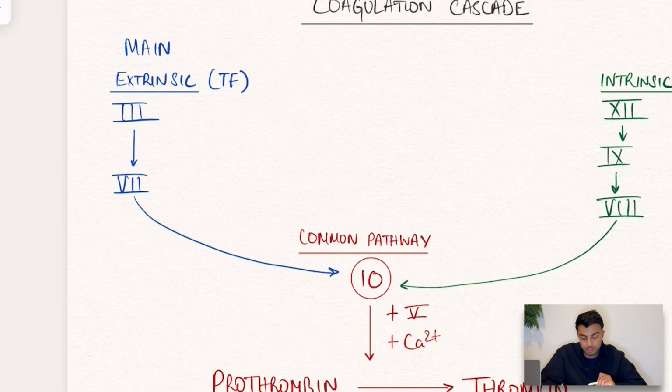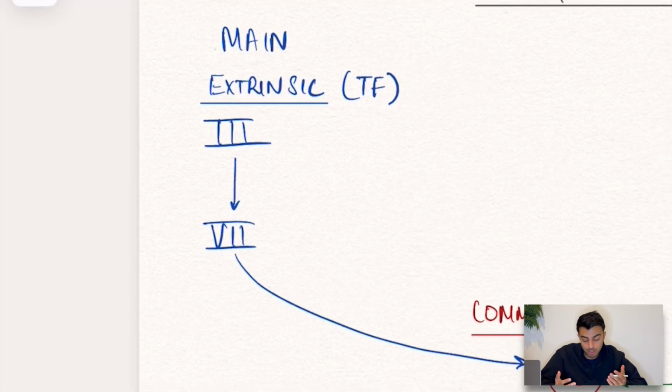So let's recap. The extrinsic pathway is the main pathway. It is activated by tissue factor, which is released when blood is exposed to anything that's not in the blood.